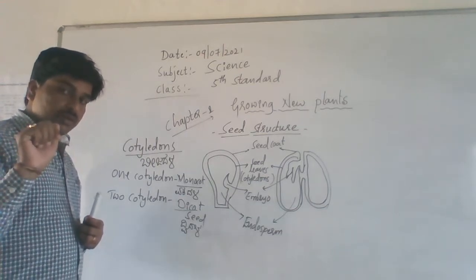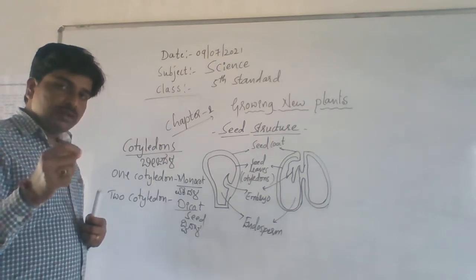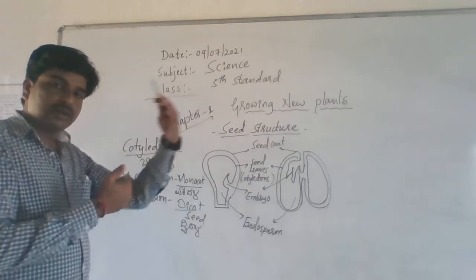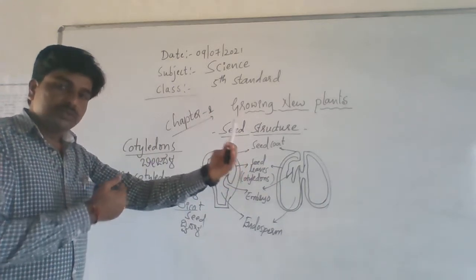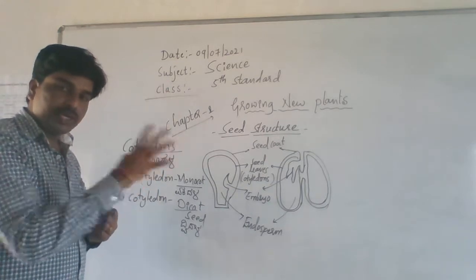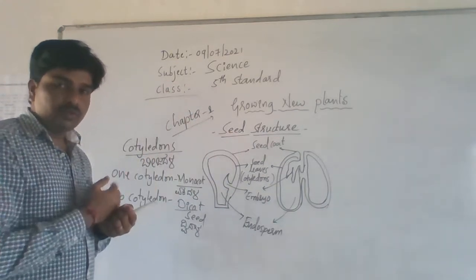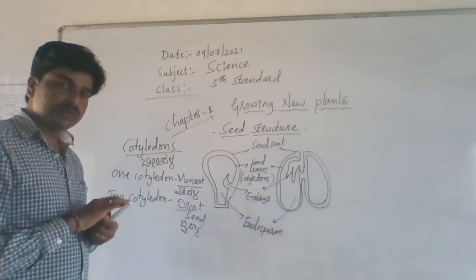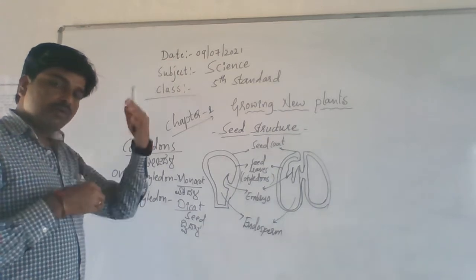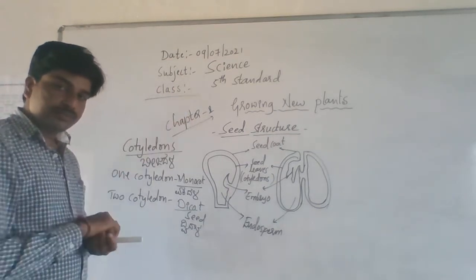You are using a lot of seeds as part of food in your home. Make a list with two columns. One column is for monocot seeds and another column is for dicot seeds. Try to write 5 examples for each kind of seed. You will do it, I hope. Write 5 examples each for monocot seed and dicot seed.